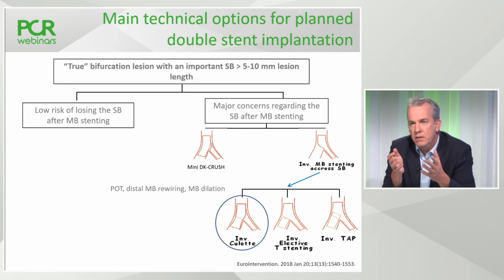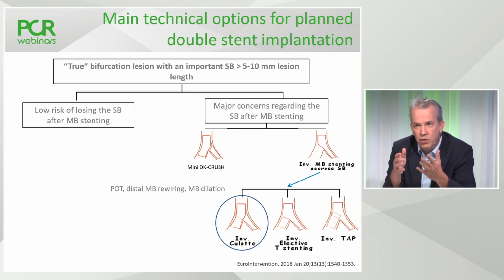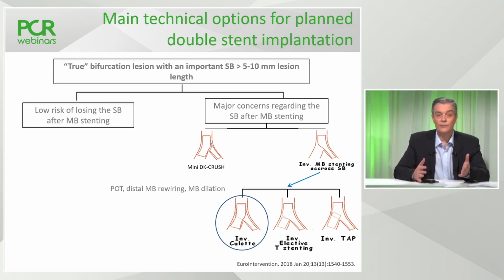So in this case, you can do treatment which begins with the side branch. For example, as you can see here, ringed in the blue ring, an inverted culotte, which essentially means you stent from main vessel into side branch first before going on. And you secure the side branch the same way that people do when they do crush, for example. So you have two options.